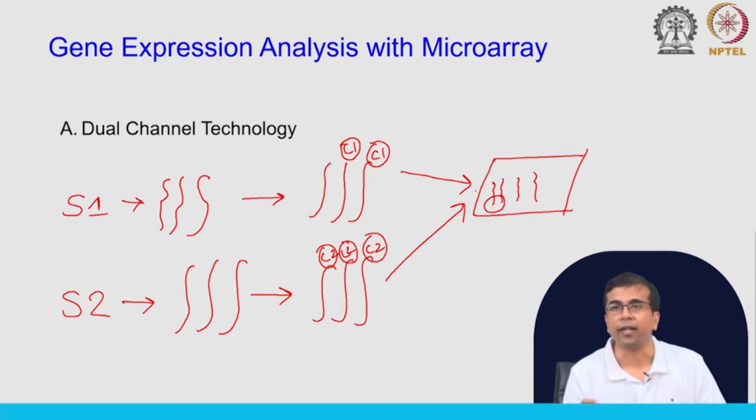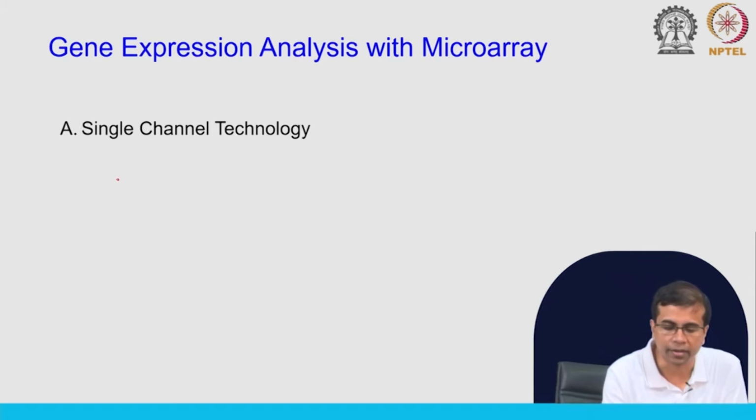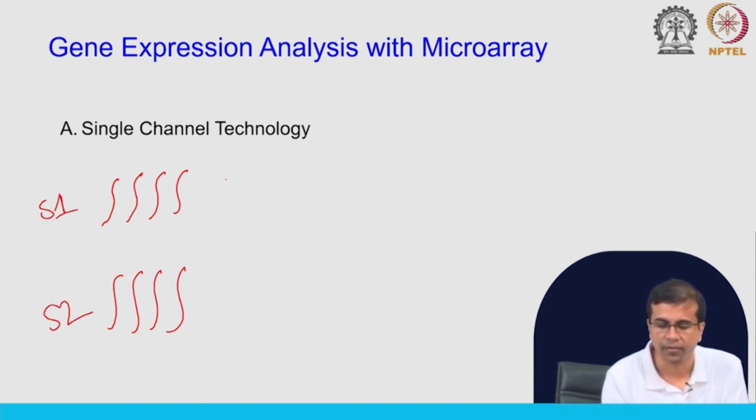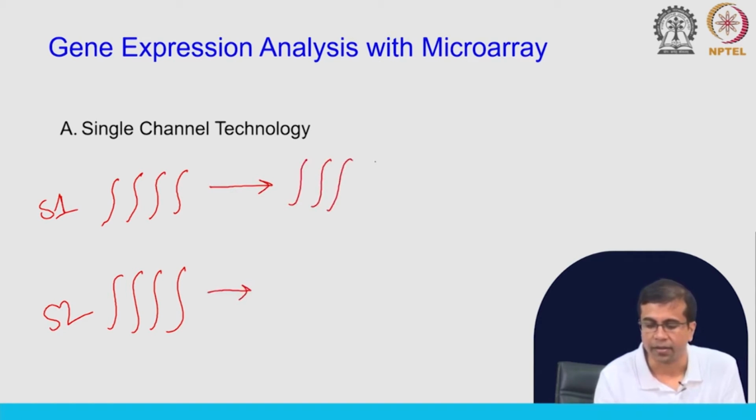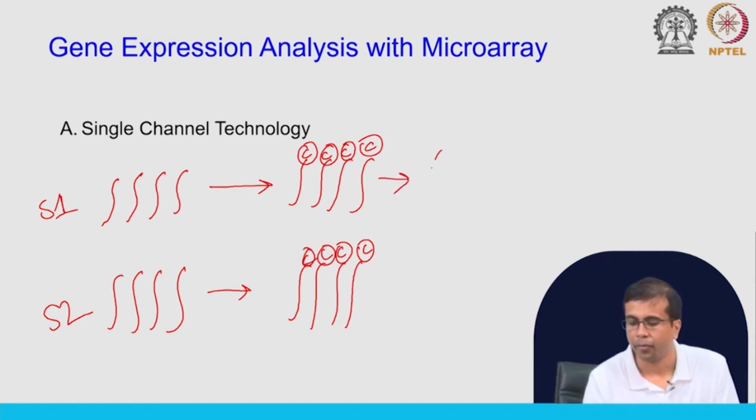Now, in single channel technology, you do not have these two colors. What we do is, again, if you have S1 and S2, they get the same kind of label. The label is the same and they are hybridized separately.